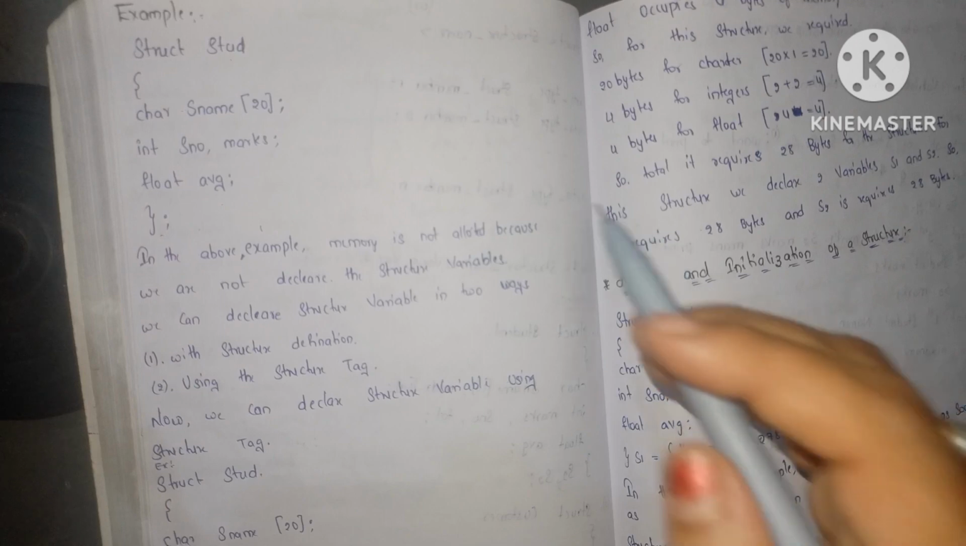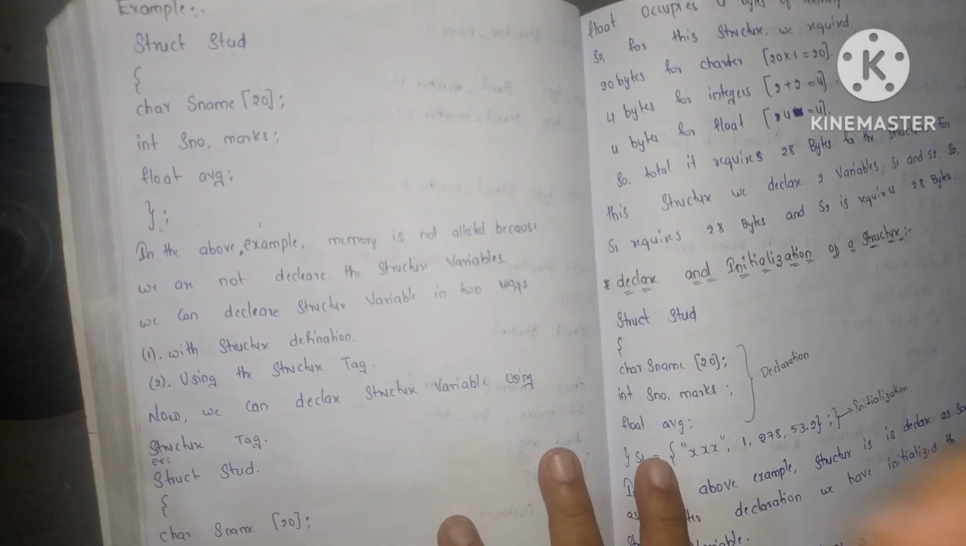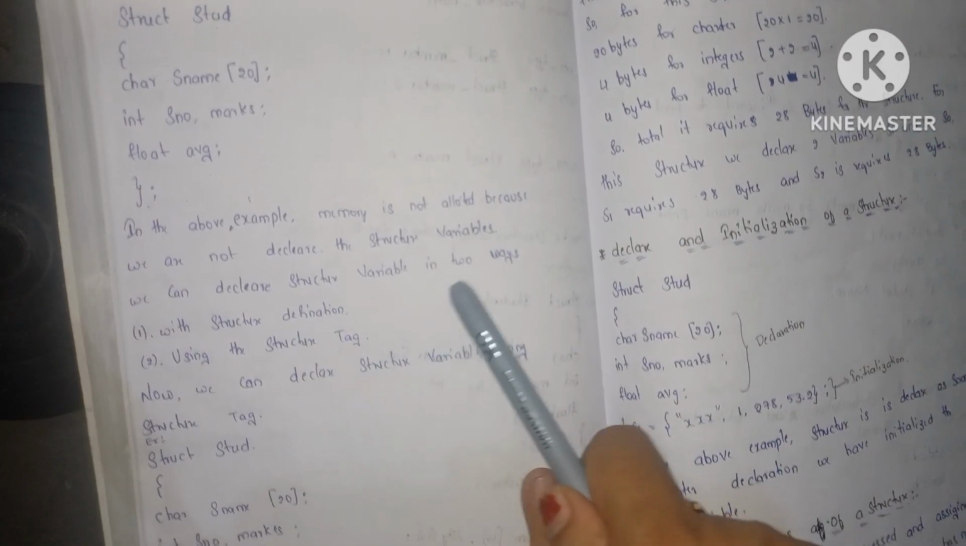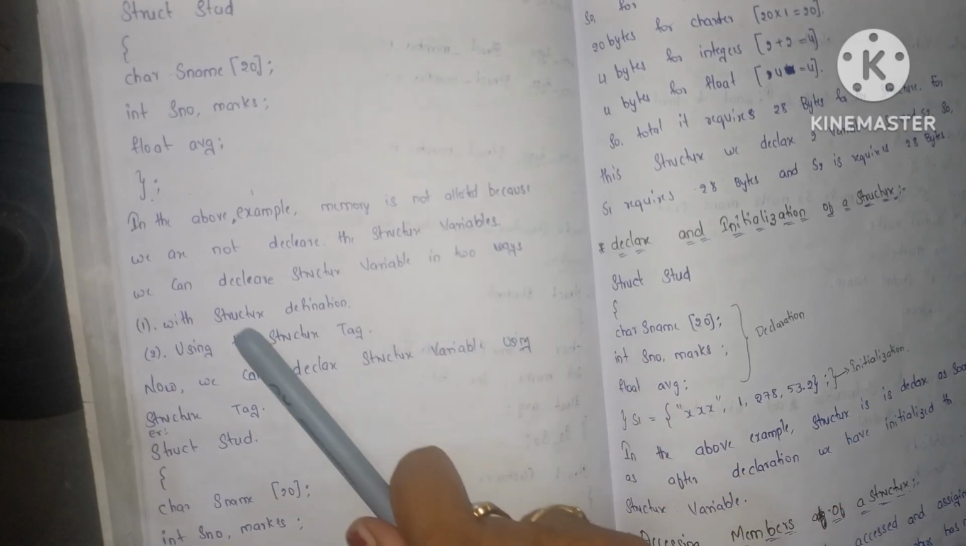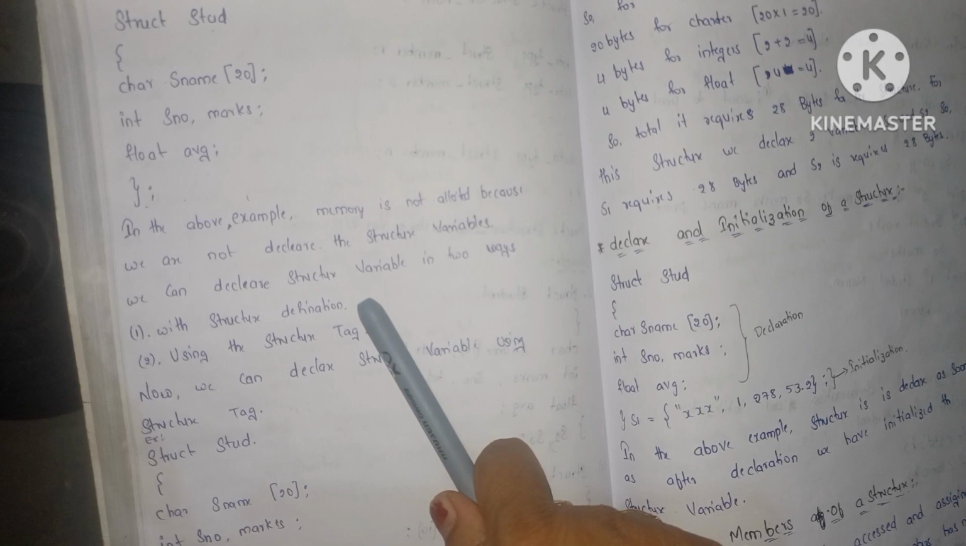That is a very, very important thing. So how can you create the structure variable? There are two methods. One is with the structure declaration definition. The second one is using a structure tag.